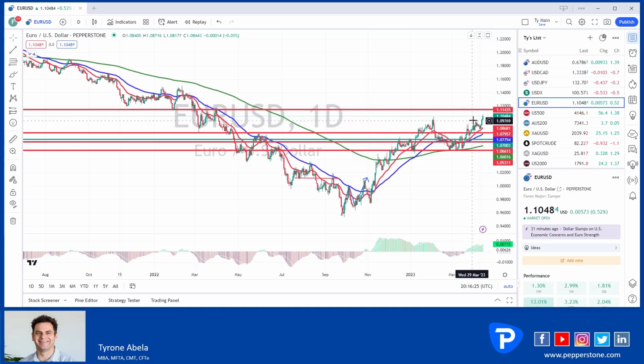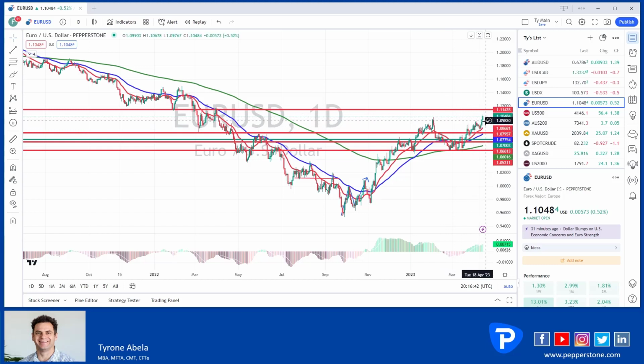Okay, so if we pull back again, the 20 moving average is going to be the obvious target, but you can see when you look at it in that context, it's a very strong lightning bolt and very, very strong momentum. So realistically, as long as we get a close above 110.50, that momentum should continue, and our next target is 111.50.